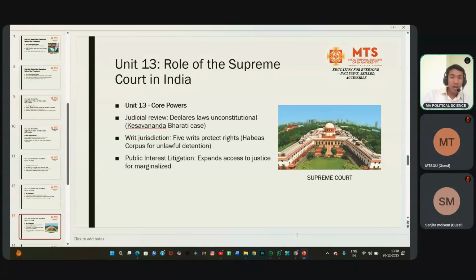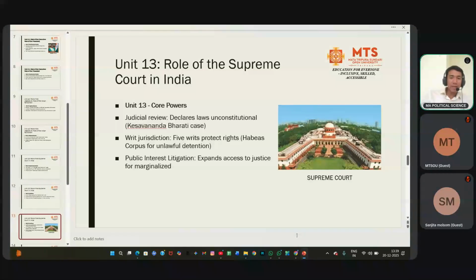Writ jurisdiction: there are 5 types of writs, for example, habeas corpus for unlawful detention. For the 5 writs, it can give 5 types of directions. For example, habeas corpus for unlawful detention. Sometimes police may also arrest you illegally. That time the Supreme Court can help you also.